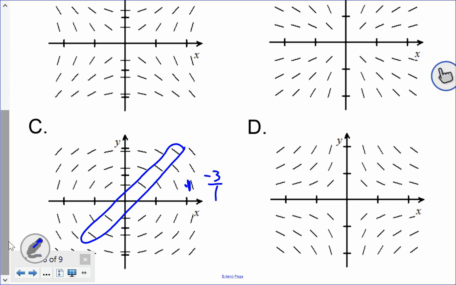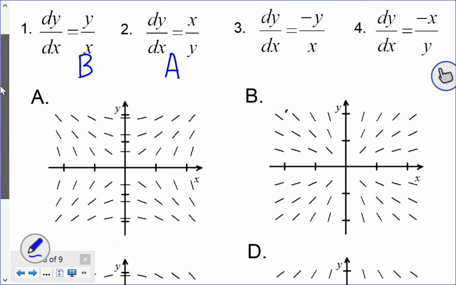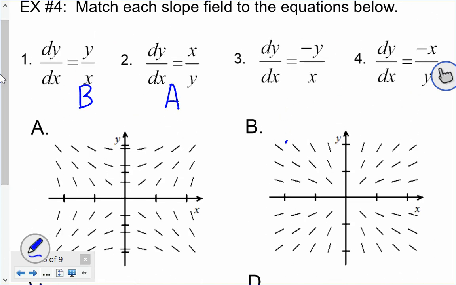So that's a way to look at it. So it must be negative x over y. You can try a bunch of other points. You can look at different things, but I would say that C must be this one. And then that leaves the last one to be obviously the last answer there, but let's go ahead and look.